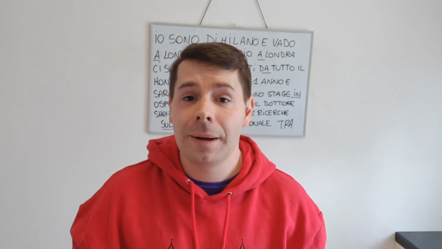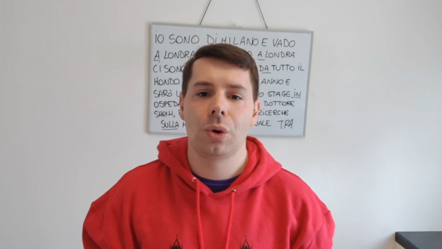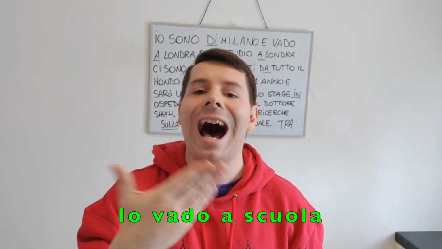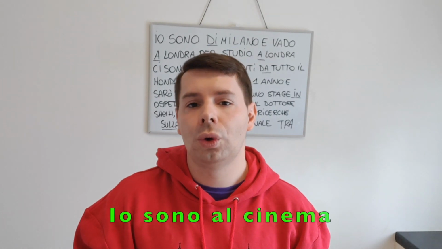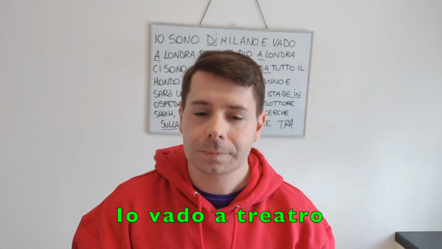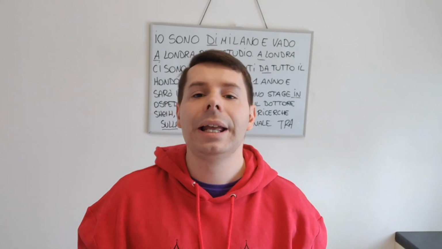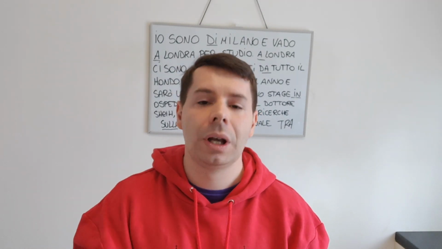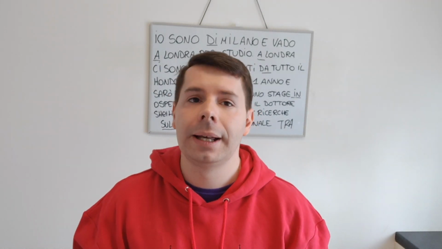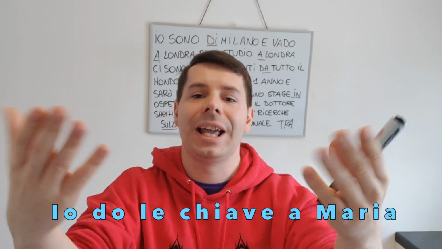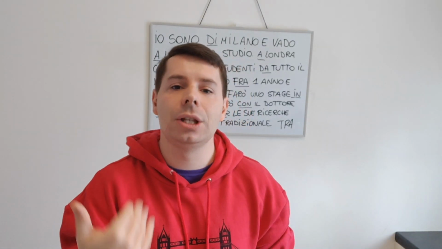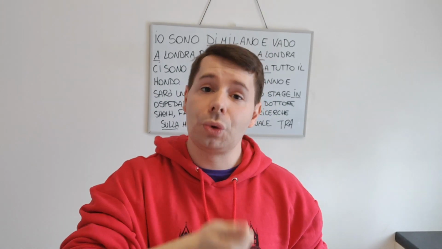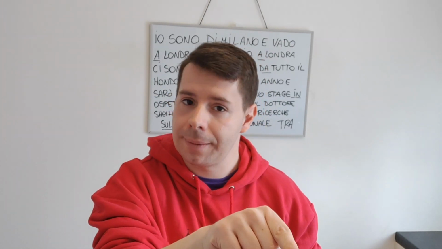So let's make some examples. For example, you are going to say, io vado a scuola, io sono al cinema, io vado a teatro. A also introduces the person or the object to which the action of the subject is directed. So for example, if I say, io do le chiavi a Maria, I'm giving the keys to Maria, my action of giving the keys is directed to Maria.